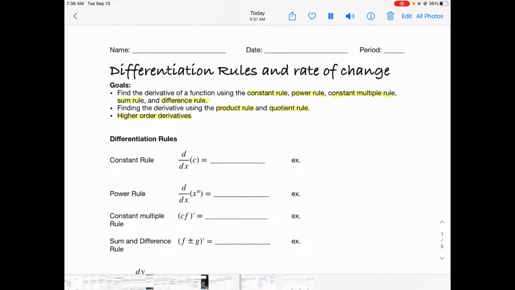So let's start with the constant rule. Say we have the derivative with respect to x of a constant, that's 0. For example, say I have y equals 5. Well, the derivative of y with respect to x would be 0. The derivative of any constant is 0.